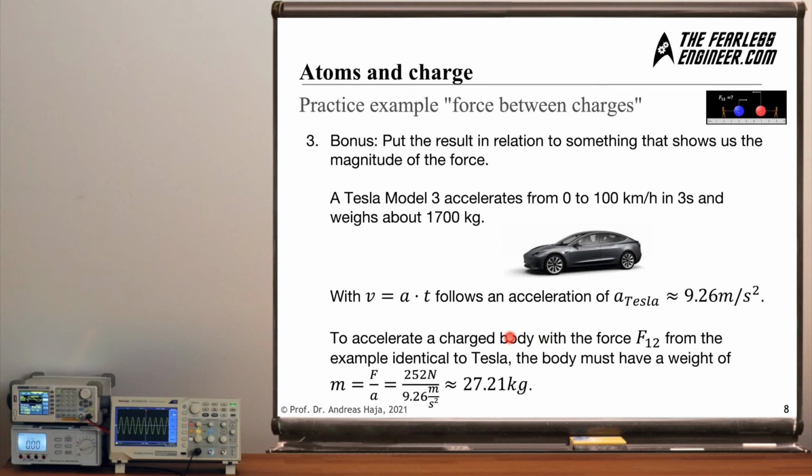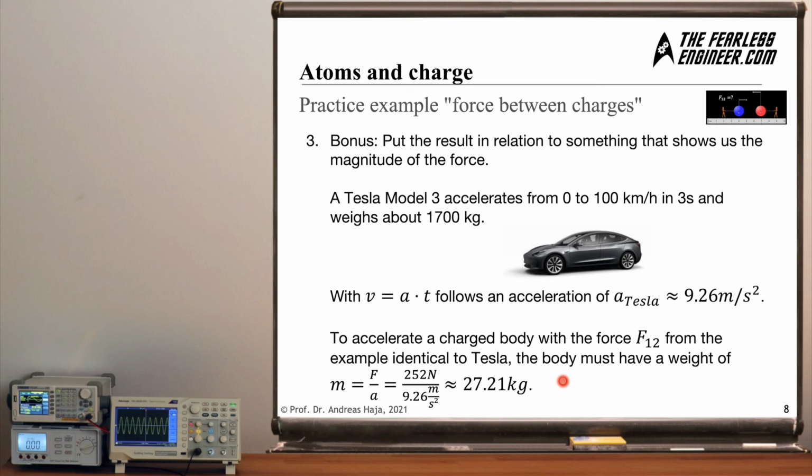And bear in mind that this is very close to the gravitational pull of the Earth, which is quite a lot. And now the question is, to accelerate a charged body with the force F12 from the example identical to the Tesla, we can now compute that the body must have a weight of this magnitude here. So we take the force from the previous example, 252 newtons, we divide it by the acceleration of the Tesla, which are these two numbers here. And this result here, 27.21 kilograms, tells us that by exploiting the force between the two charge clusters from the previous example, we can accelerate a mass of 27 kilograms in the same manner that the Tesla accelerates its 1.7 tons.